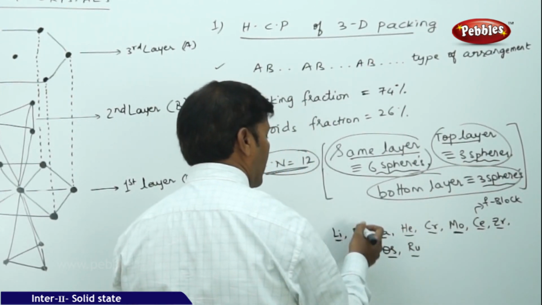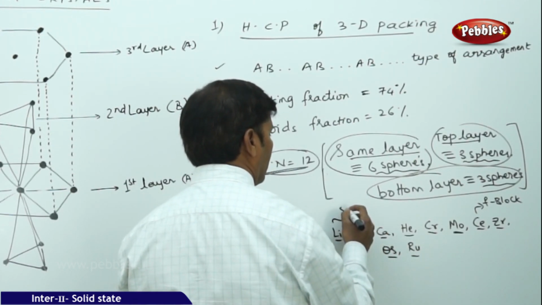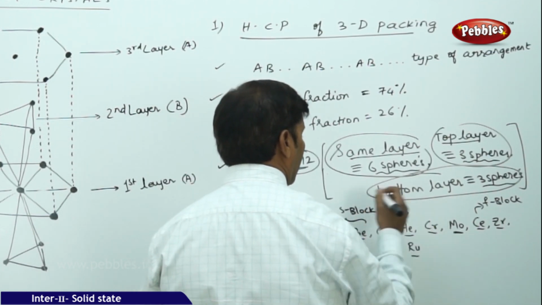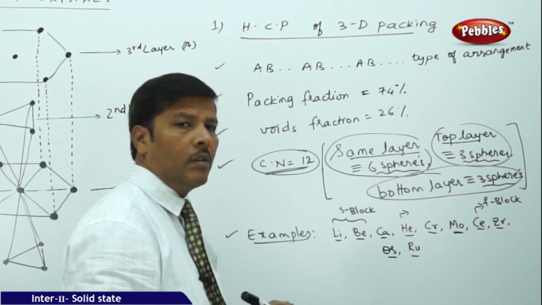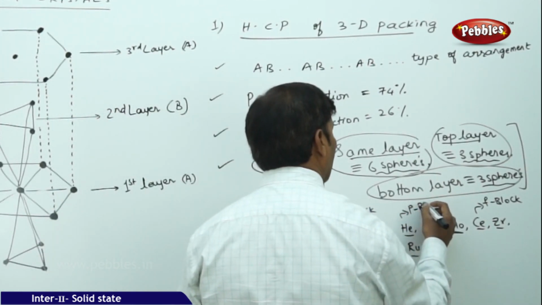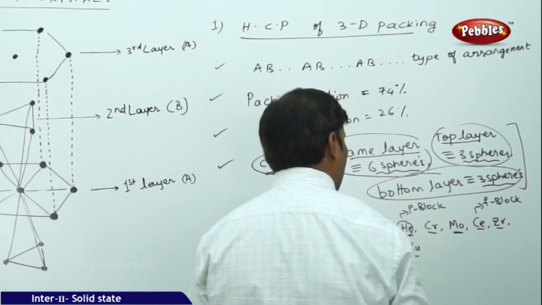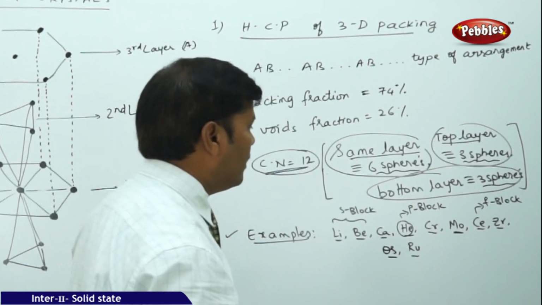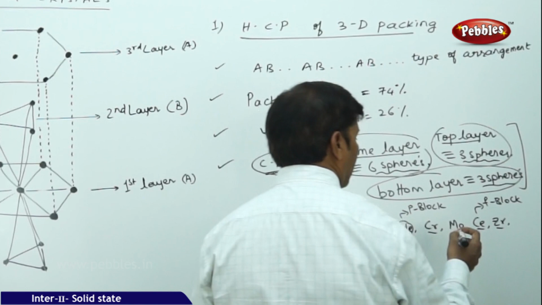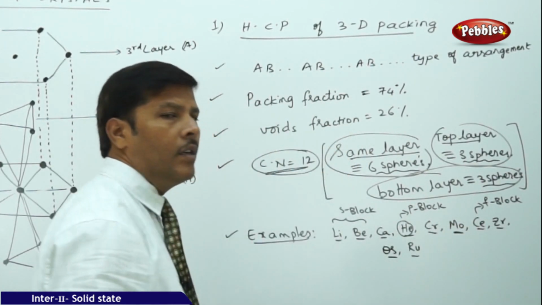Lithium, beryllium and calcium are S block, and helium belongs to noble gas elements, that is the P block, the 18th group P block element. Of course, if you write the electronic configuration, it has to come to S block only, but still it is considered as P block because it is kept in the 0 group, that is the 18th group of the periodic table. And the rest of the elements, chromium, molybdenum, zirconium, osmium and ruthenium, come under the D block elements.